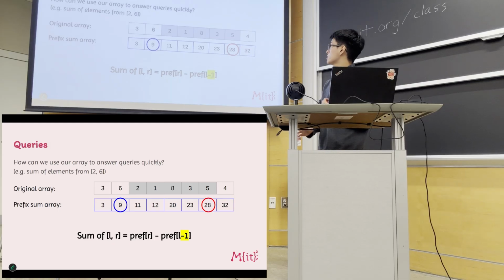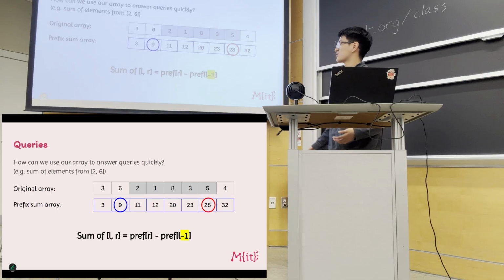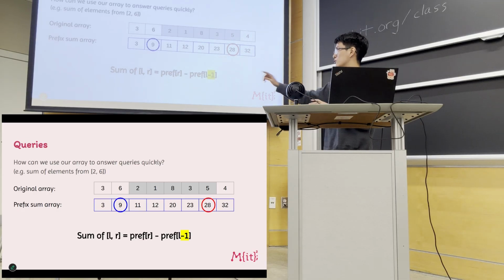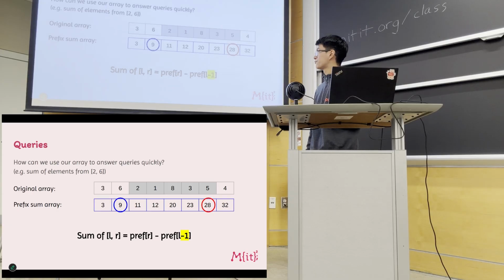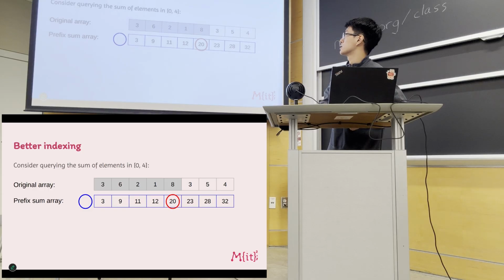One slight inconvenience is that if we want the sum from 0 to 4, our formula would tell us to do prefix of 4 minus prefix of -1, which is not good since that would introduce an index error. There are several ways to approach this, one of which is to check if the index is 0, and just return prefix of R instead of a subtraction. But there's also a cleaner and, I argue, easier way to do this. We can do this by re-indexing.